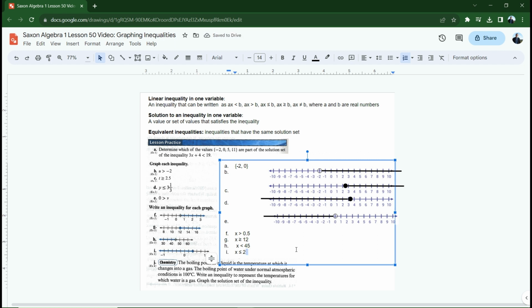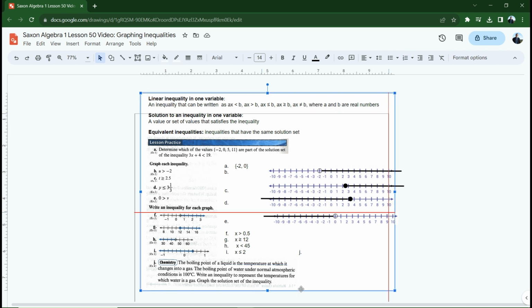All right, and then lastly, letter J. It tells me to graph this. I'm not going to graph this because it's too hard for me to make a number line that this will work for, but you get the point with graphing anyway. This says the boiling point of a liquid is the temperature at which it changes to a gas. The boiling point of water under normal atmospheric conditions is 100 degrees Celsius. Write an inequality to represent the temperatures for which water is a gas.